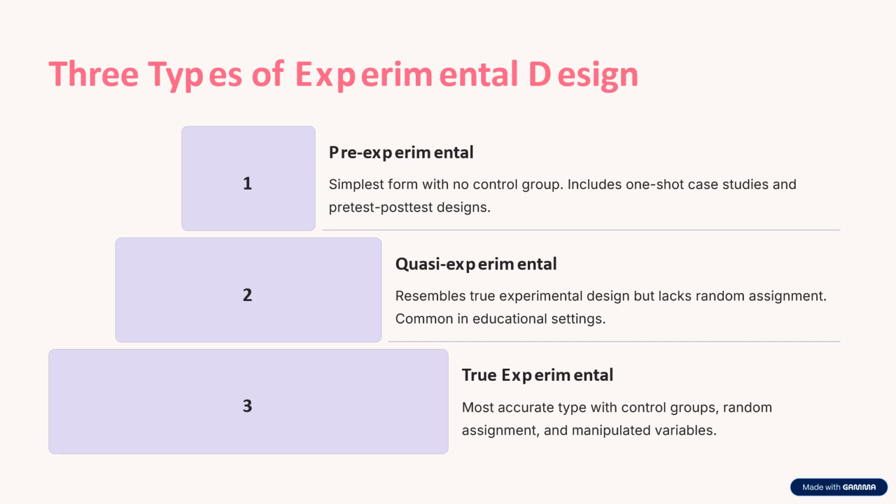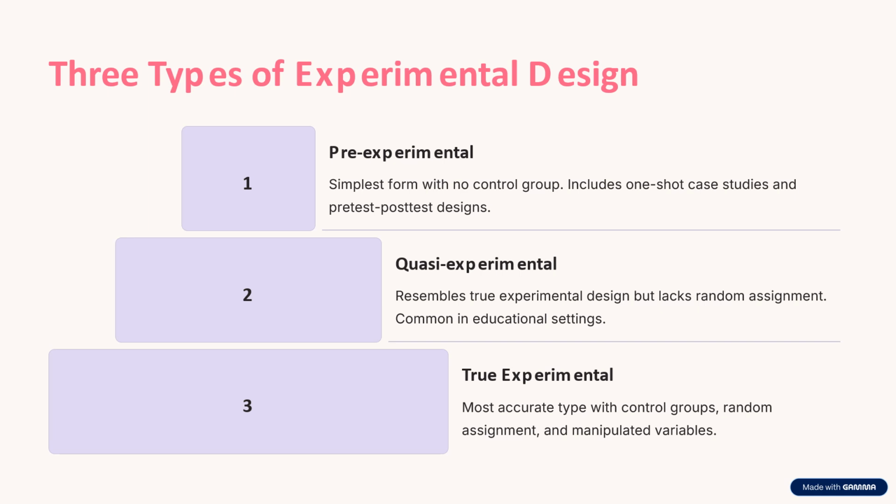There are three types of experimental design. The first type is pre-experimental, which is the simplest form with no control group, and includes one-shot case studies and pre-test, post-test designs. The second type is quasi-experimental research.